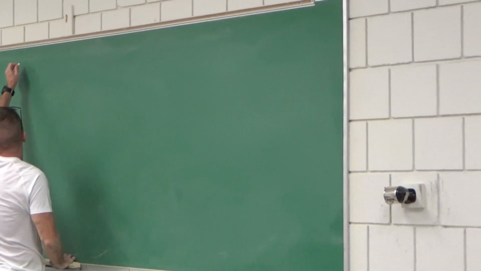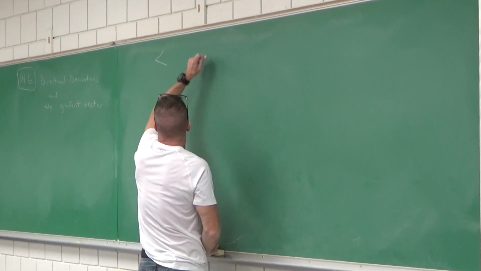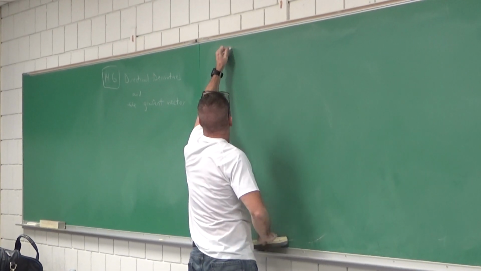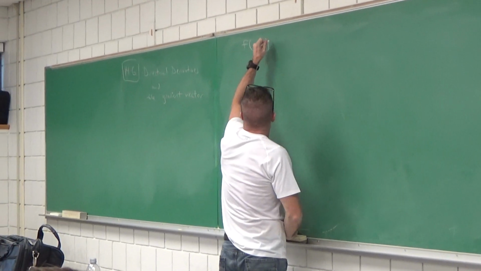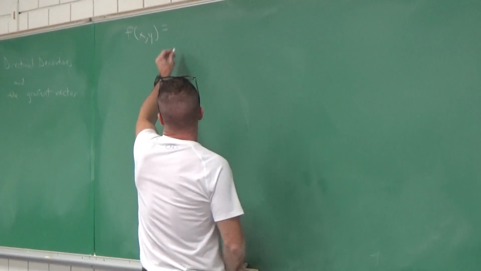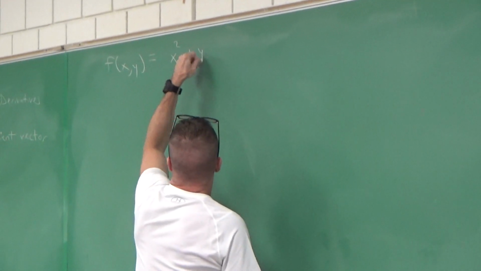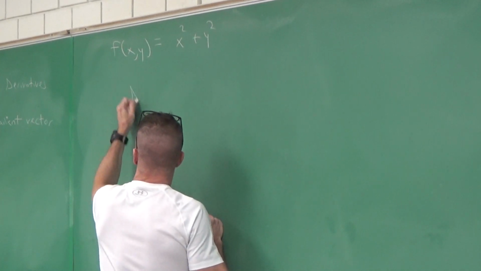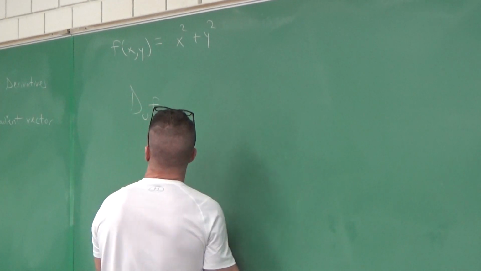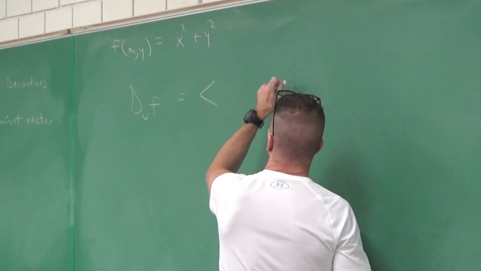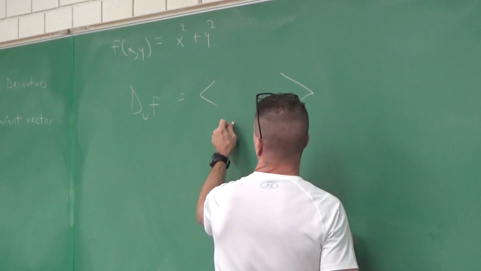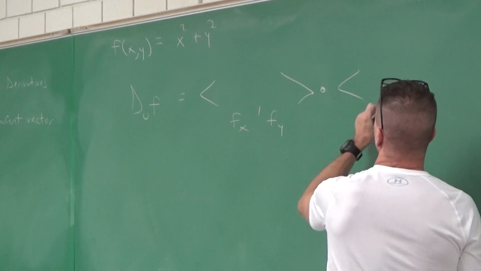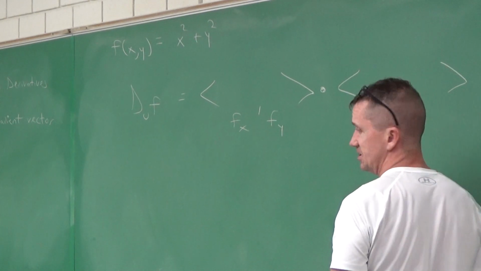This is neat, everyone. They use a vector made up of partial derivatives. So let's say you had a function of x and y. I'll just use a simple one, x squared plus y squared. Here's your function. The directional derivative will be equal to some vector that's made up of the partial derivatives, and all we have to do is put a dot product with some vector.